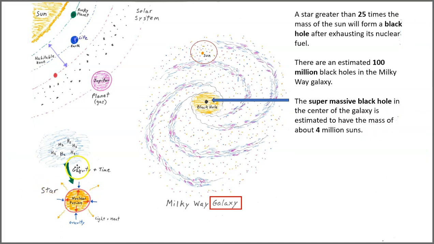Now, a star greater than 25 times the mass of the sun will form a black hole after exhausting its nuclear fuel. And scientists think there are about 100 million black holes in our Milky Way galaxy. At the center of the core of the galaxy, there's something interesting. A supermassive black hole in the center of the galaxy. It's estimated to have the mass of about 4 million suns.